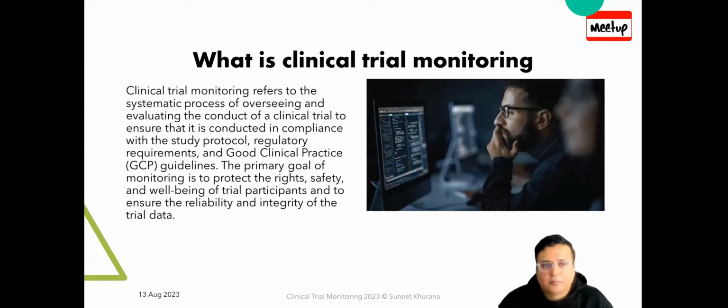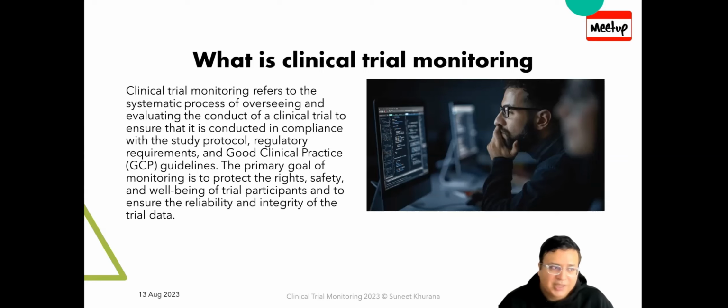They want to let us know that the site is conducting the study in compliance with the protocol and regulations. But there are so many other things also happening in the industry, in clinical study management, that make sure the study is conducted according to the protocol, regulatory requirements, and GCP. So what is the unique perspective of the monitor?